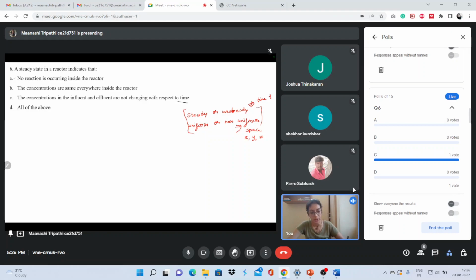So we are talking about space when we are saying uniform and non-uniform, and we are talking about time when we are saying steady and unsteady. So you can see the solution. Since we are talking about steady state, it means we are talking about time, and steady means the concentration is steady. It's not changing with respect to time. So C is the correct option.